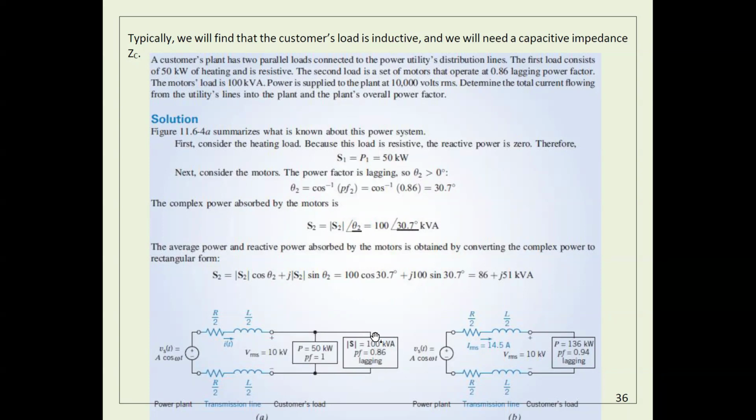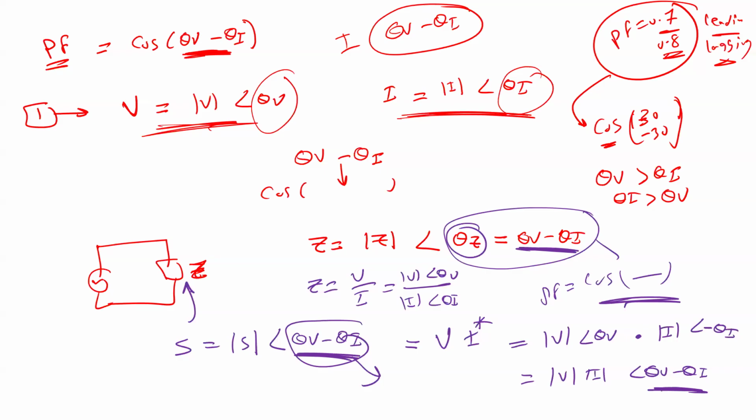What is the complex power for the second load? It has a magnitude, which is given to me, and it has an angle. You can get this angle from the power factor. In the formula I gave you, the angle of the power is theta V minus theta I. So if I give you the power factor, you can calculate theta V minus theta I from it. Now I give you the magnitude.